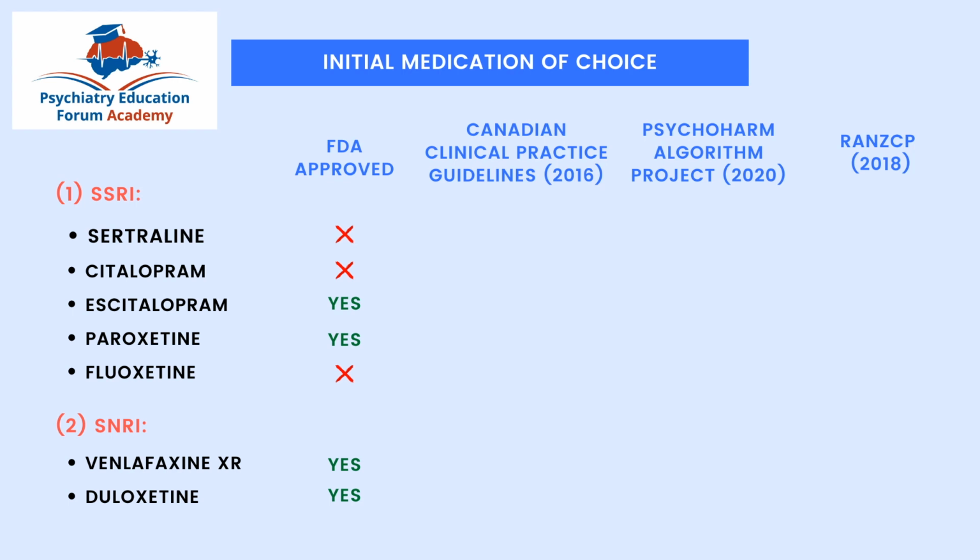The highest level of evidence is available for these 5 medications, which are all 4 of the FDA approved ones: escitalopram, paroxetine, venlafaxine XR, and duloxetine, in addition to sertraline. You see the sertraline has level 1 evidence right now based on the Canadian Clinical Practice Guidelines.